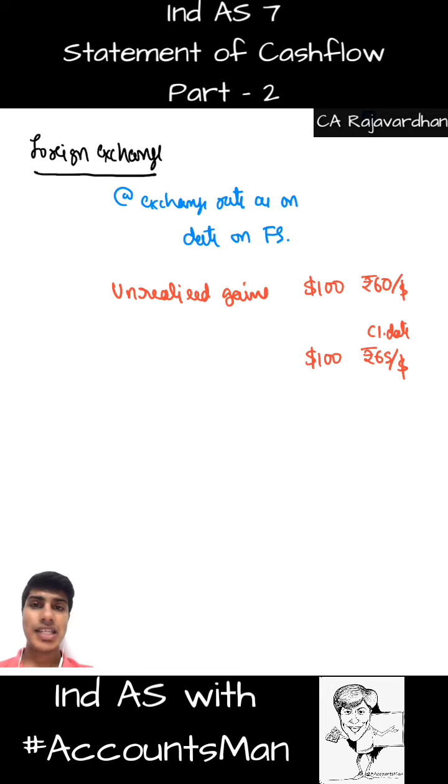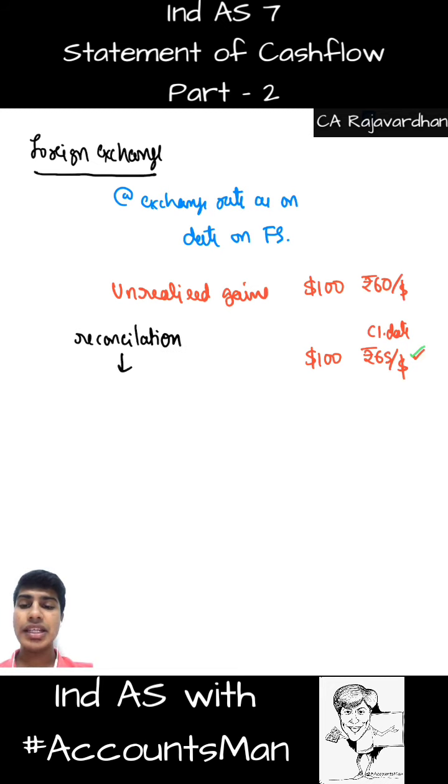We need to go by the conservatism concept or our prudence concept, and this income will not be recorded in our statement of profit or loss for sure. But when we take closing cash and cash equivalent in the cash flow statement, we would be taking it at 65 rupees. That would lead to a mismatch in our statement of cash flow. Then such amount of difference should be reconciled. Reconciliation has to be done.